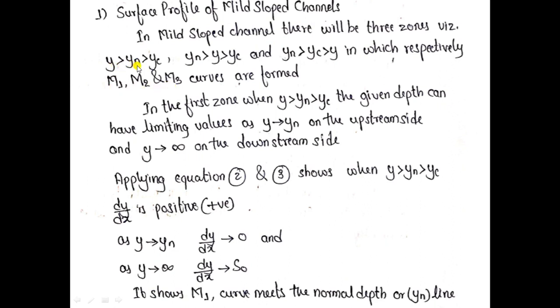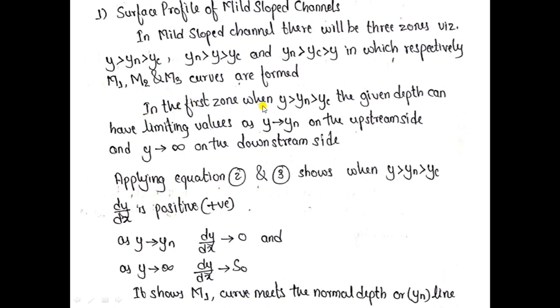So, if the depth of flow is greater than the normal depth and critical depth, we will be getting the M1 curve. If the depth of flow is in between normal depth and critical depth, we will be getting the M2 curve. If the depth of flow is less than the normal depth and critical depth, we will be getting the M3 curve. And in case of a mild slope channel, the normal depth is greater than the critical depth.